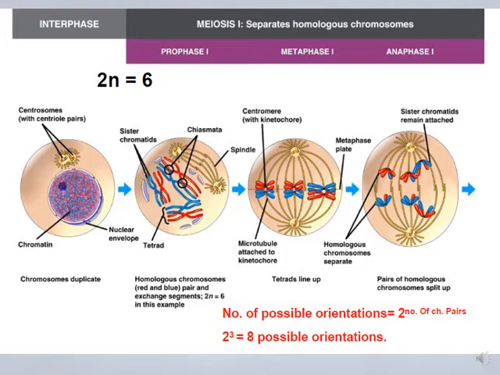Meiosis 1 separates homologous chromosomes. Meiosis 1, prophase 1, metaphase 1, anaphase 1. These are the tetrads that I told you about. Here 2n equals 6. So the number of possible orientations here is 2 to the power of the number of chromosome pairs. How many pairs do we have? 3. So 2 to the power 3 is going to equal 8.